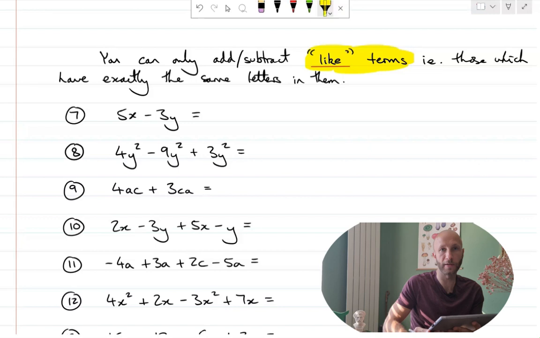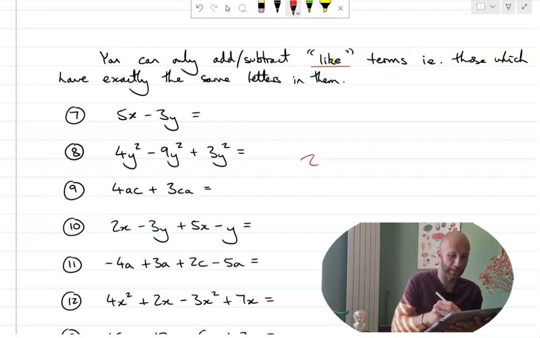And by like, we just mean ones that have exactly the same letters in them. It doesn't matter which order they're in. It doesn't matter with the powers, so long as the power is with the correct letter. We'll come on to an example so you see what I mean. But we should always only add like terms. We can't add different letters. We can't add x's to y's. So let's look at some examples of this, and then we'll be done.